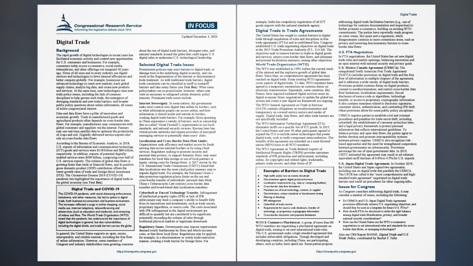In some nations, the government seeks strict control over digital data within its borders, such as what information people can access online, and how information is shared inside and outside its borders, creating digital trade barriers. For example, firms operating in China experience a variety of barriers, such as censorship, the so-called Great Firewall, requirements to use local standards, and national security reviews. Russian laws ban virtual private networks and require providers of encrypted messaging services to potentially share users' chats.